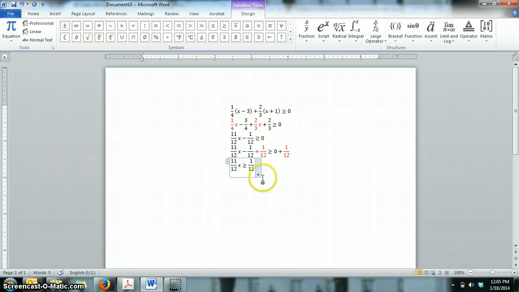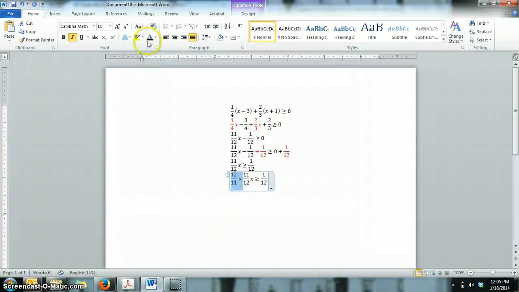And now, to get rid of this 11/12 in front of the x, we're going to multiply both sides by the reciprocal of that fraction. So that's how we get rid of fractions next to our variables. So I'm going to recopy this. What we're going to do on the left-hand side is multiply by, we flip the fraction over, and it's going to be 12 over 11, right?